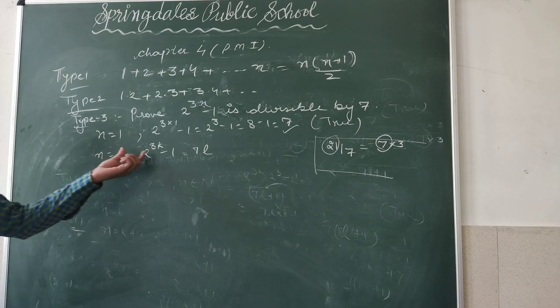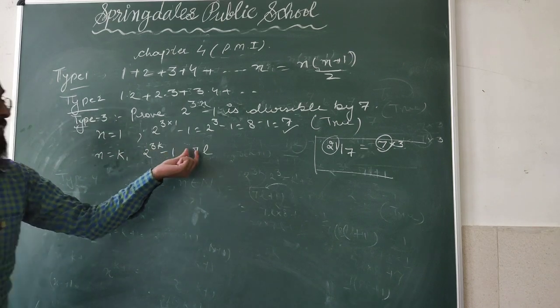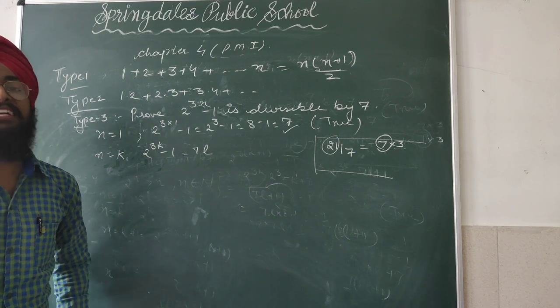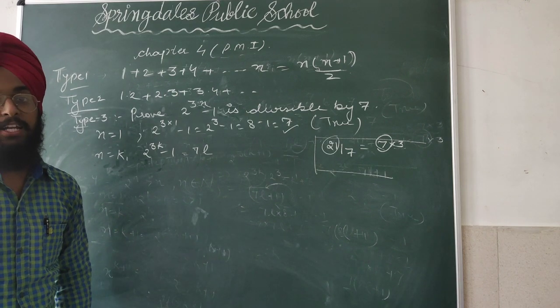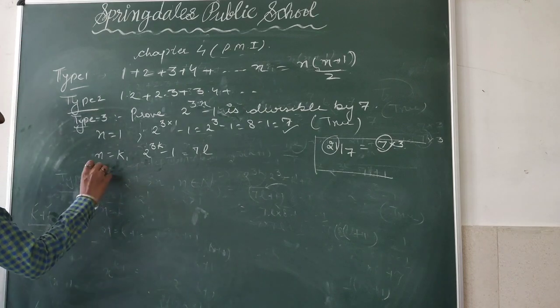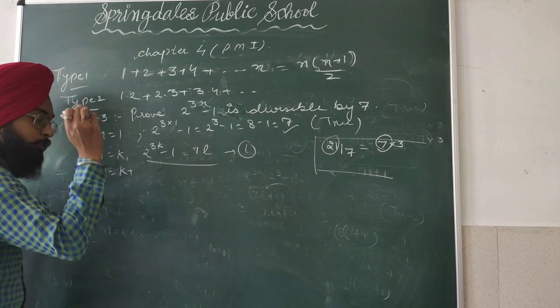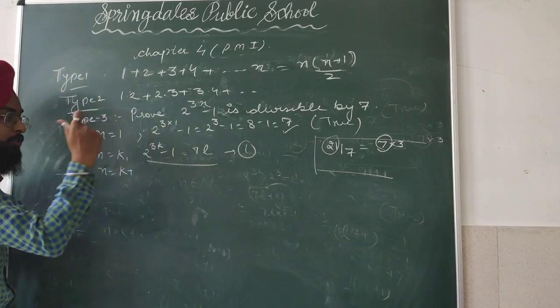Okay, so in this case you have n is equal to k. If it is in multiple form, then you can write it like this: 7 into something. Something is l. l is an integer, it can be anything, we have nothing to do with that. Now n is equal to k plus 1. You have to prove this term. You have to use this term in k plus 1.